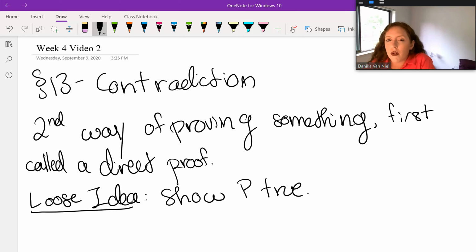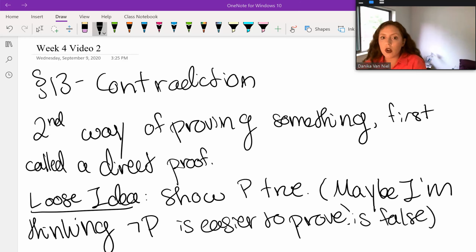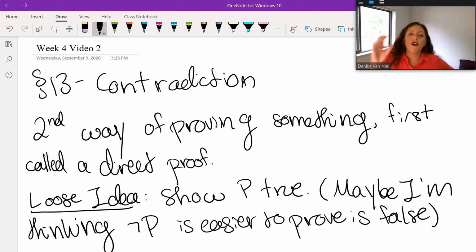But maybe the negation of P is a lot easier to prove false than P is to prove true. So if not P looks a lot easier to prove is false, if I want to show P is true, it might be easier to see that not P is false. So that's when I'm going to do proof by contradiction. Unless the test asks us to do proof by contradiction, then you definitely want to do proof by contradiction.